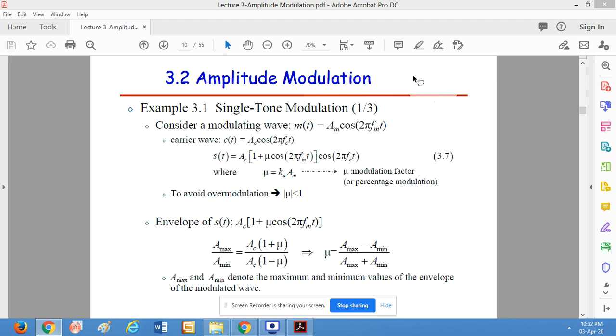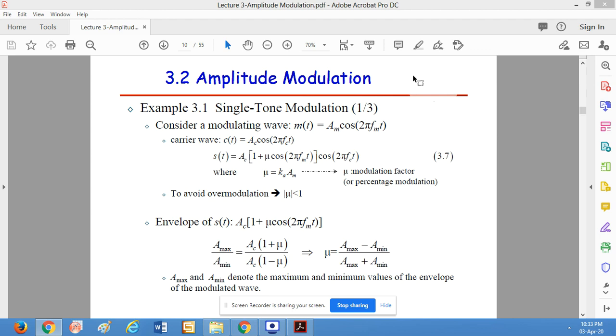This means how much percentage modulation we are able to achieve. To avoid overmodulation, the modulus of the modulation factor should be less than 1. If the modulus of the modulation factor is greater than 1, then we have overlapping and a phase reversal problem, so we are not able to reconstruct the wave at the receiver side.